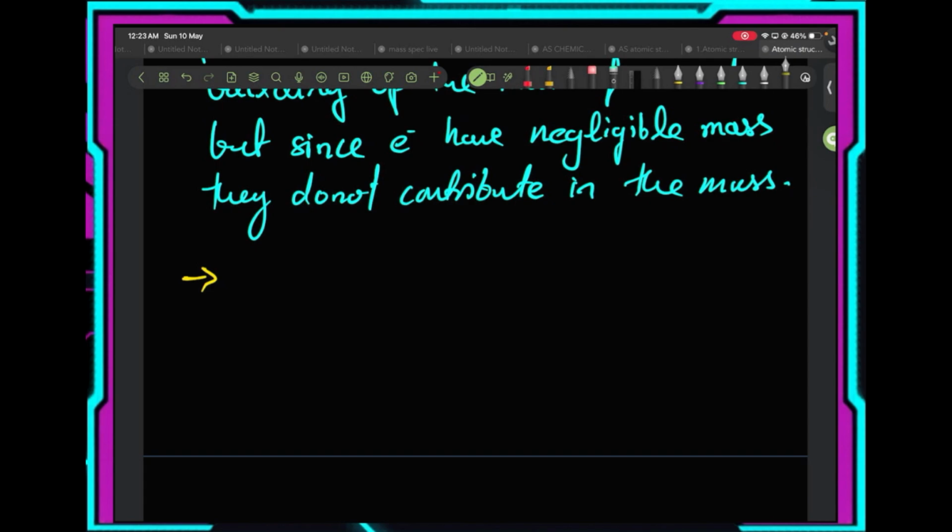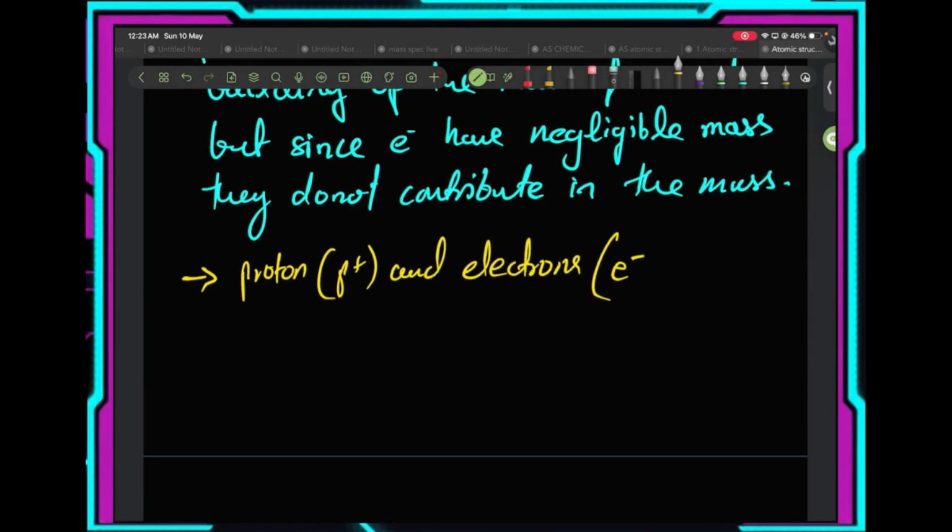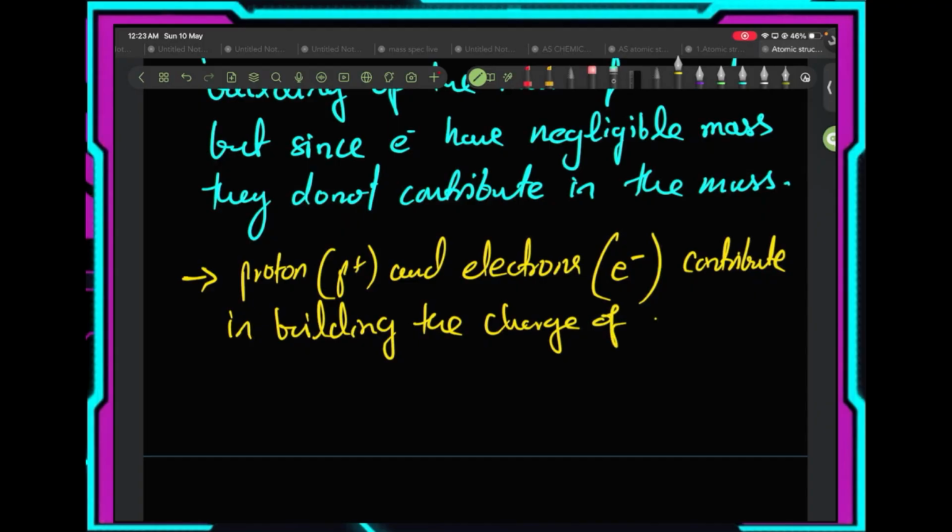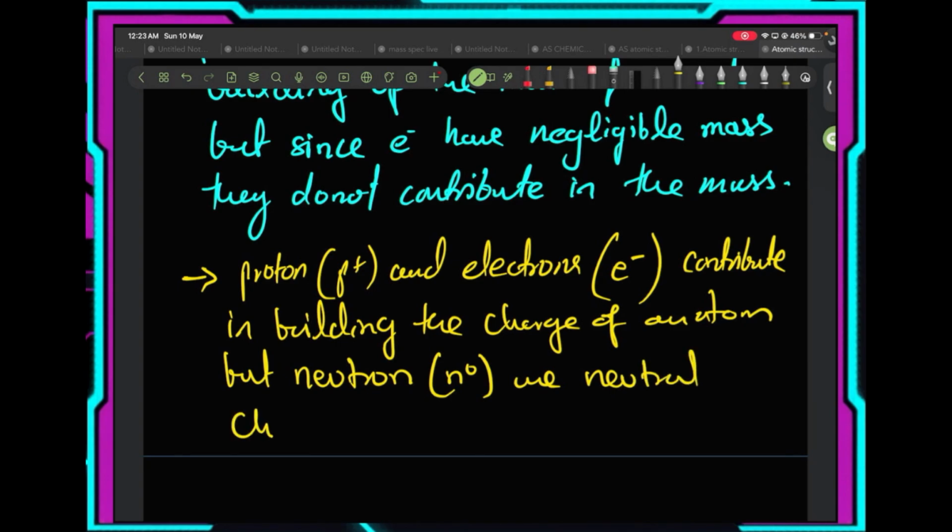Okay. So let's just write one more point, that protons and electrons, E negative, contribute in building the charge of an atom, but neutrons are neutral charge wise, so they do not.